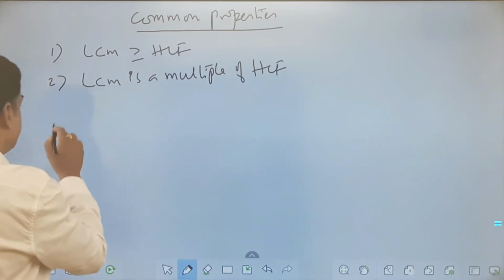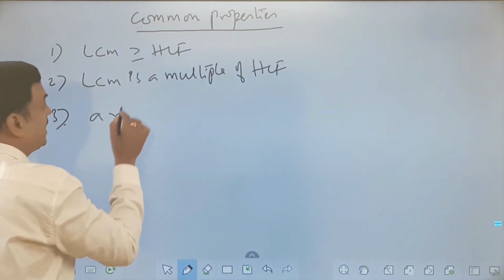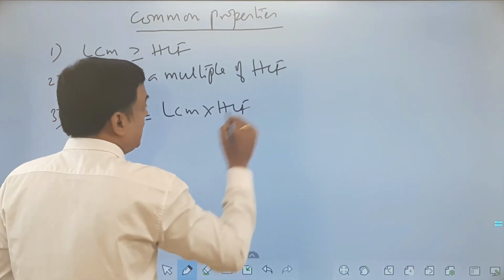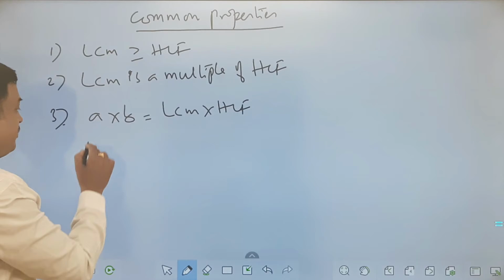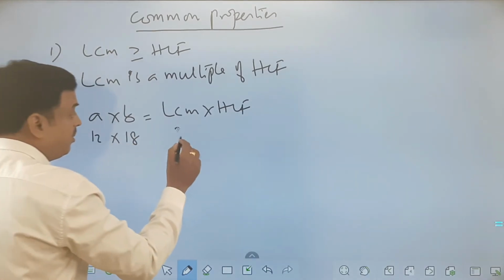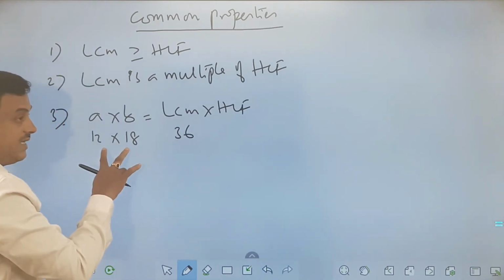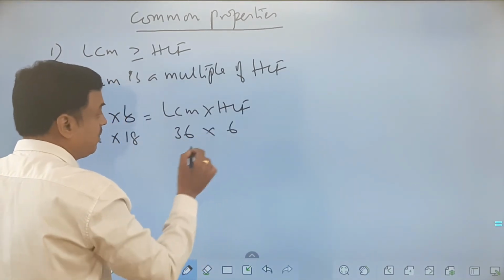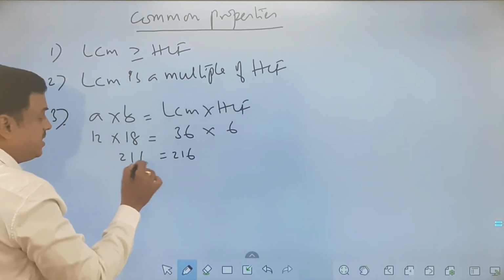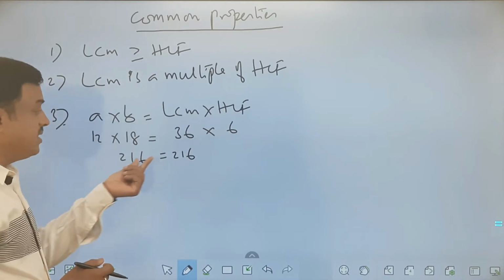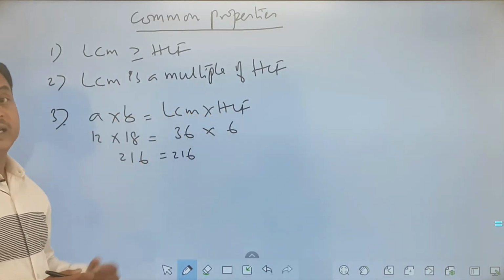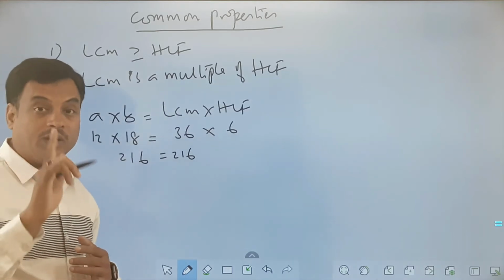That's the second point. Third one, product of two numbers is equal to product of their LCM and HCF. Example I'll give you. 12 and 18. The LCM of 12 and 18, if you remember, is 36. HCF of 12 and 18 is 6. Product of these two is 216. And here the product of these two numbers is 216. So 216 and 216, you can see product of two numbers is equal to product of their LCM and HCF. This is applicable only when two numbers are given to you.